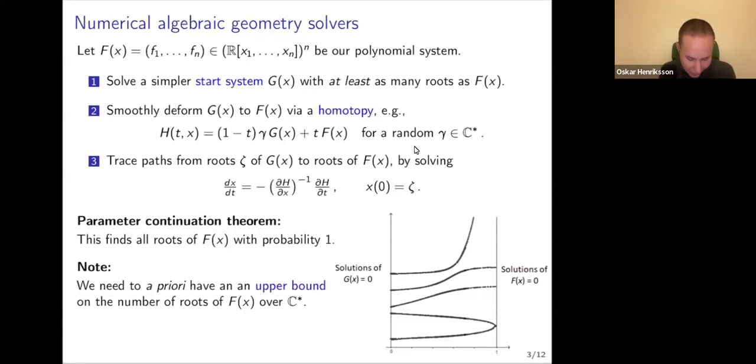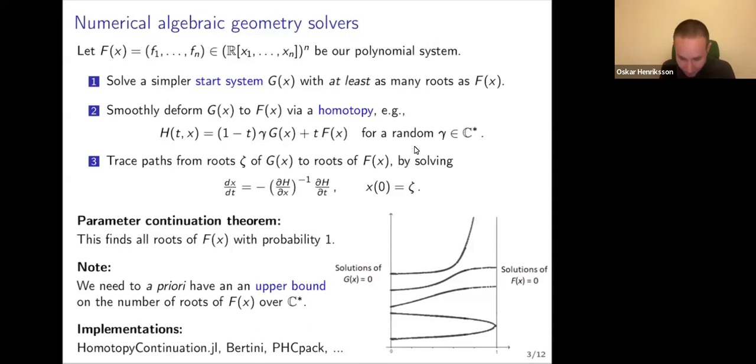This has been implemented, so you can do various variations of this approach. In Julia, there is a package called homotopy continuation, but there's also Bertini, PHCpack, and many more implementations. So there are really good ways of doing this in practice. It's not just a theoretical approach. Okay, that's numerical algebraic geometry. I said something about certification, so let me just explain that a little bit more clearly.